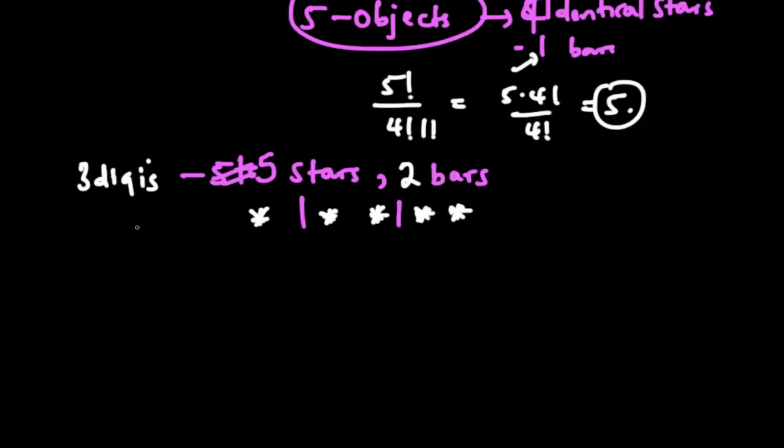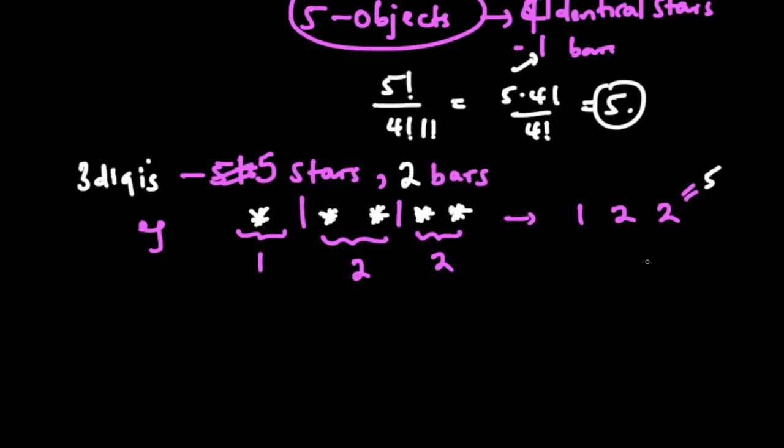So this is an example here. What would this represent? How many stars do you have here? You have 1, then 2 stars, then 2 stars. So this number here represents 1, 2, 2. What you observe here is that this is a 3 digit number, and also the sum, 1 plus 2 plus 2, gives you 5.